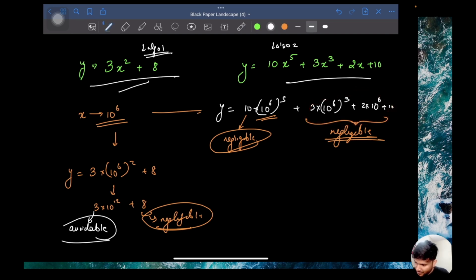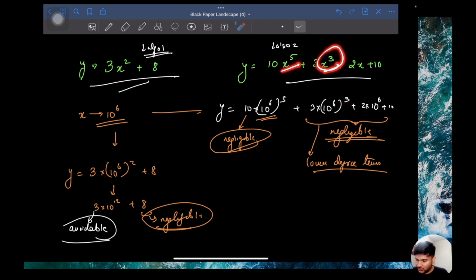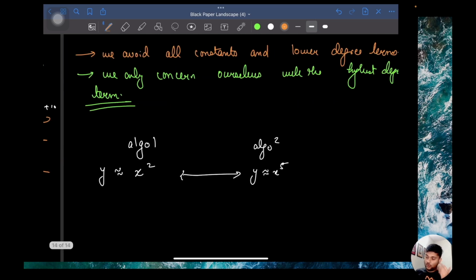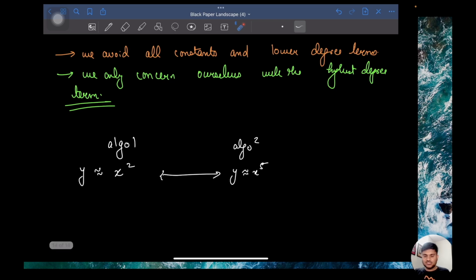See, these are lower degree terms. Lower degree means the power of these terms in terms of x is very less. Here x raised to the power 5, but here only 3, here only 1, here 0. So lower powers of x are going to be avoided, and this is a constant. Even constants can be avoided. This is also a lower degree term, right? So you can avoid lower degree terms and constants, because just think about it.